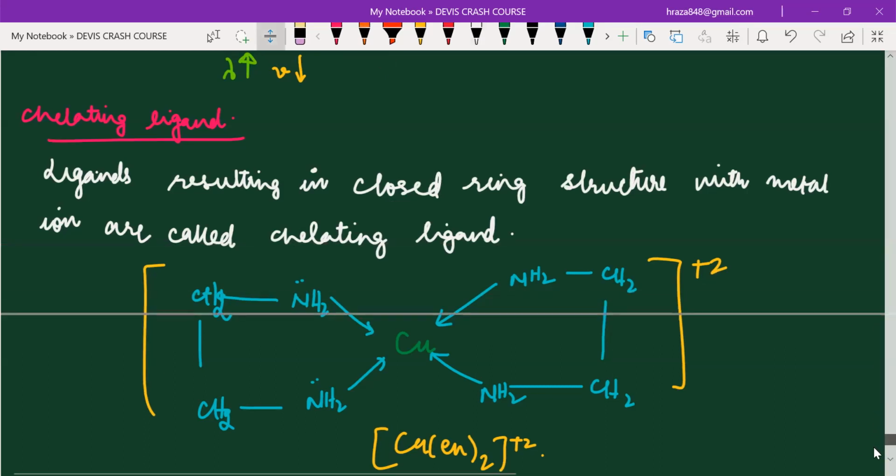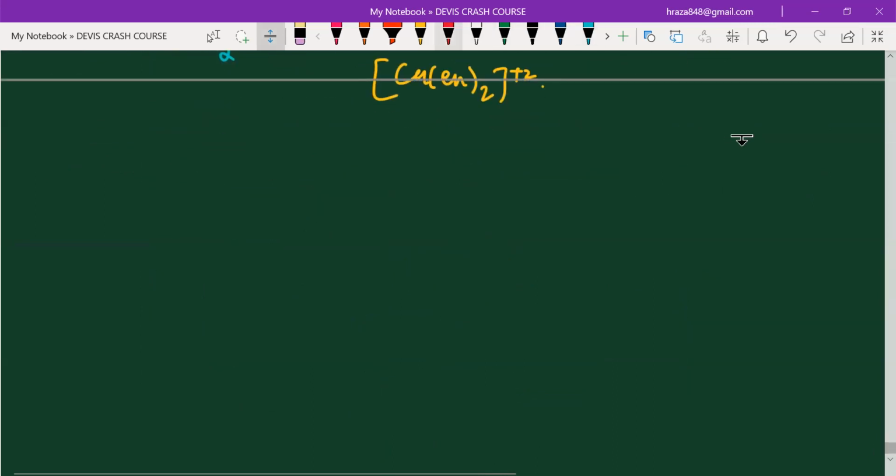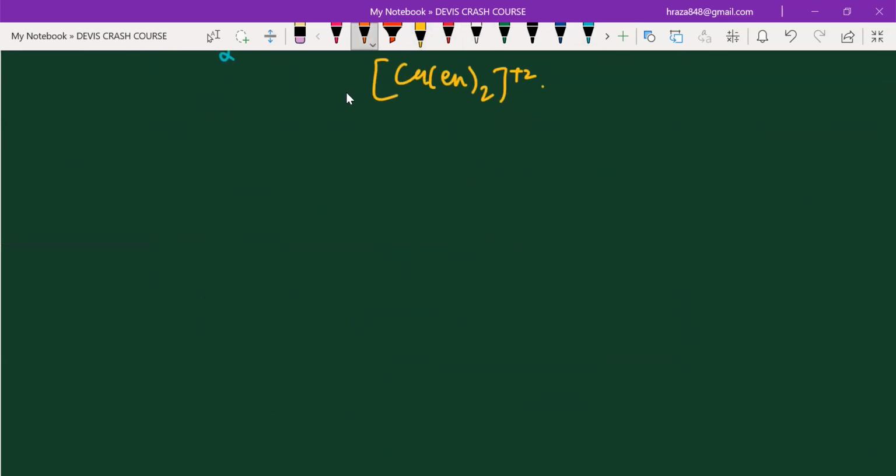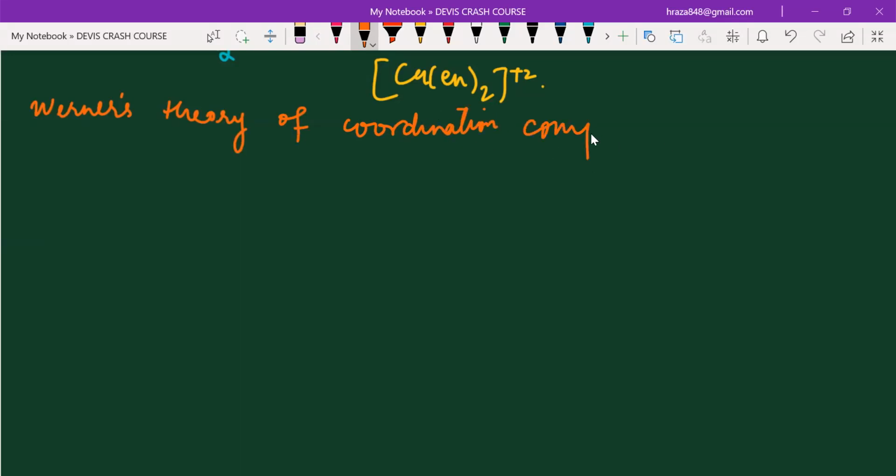Now see, it's very easy. The next topic that we have left in the beginning of this class, that is Werner's theory. And this is the first theory that was given for coordination compound or complex compound. So this is Werner's theory of coordination compounds. So as you can see, the postulate it has given, it is important to write.